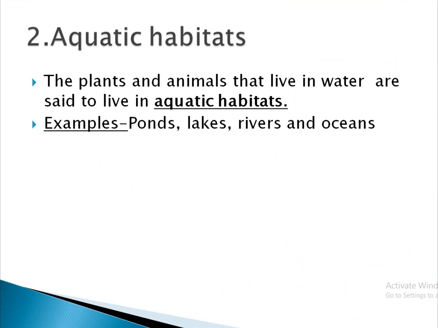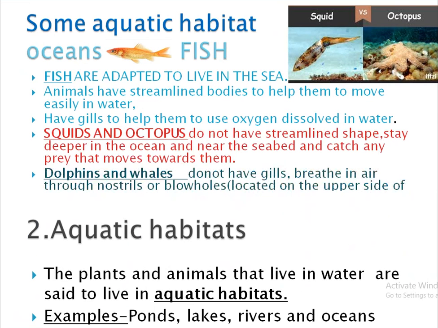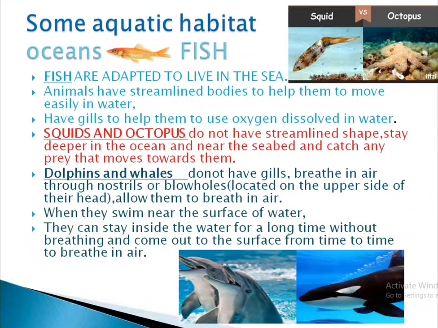And the number 2 is aquatic habitats. The plants and animals that live in water are said to live in aquatic habitats. Example, ponds, lakes, rivers, and ocean. We will study one by one. First of all, we have to study about the ocean. Some aquatic habitat, the ocean.